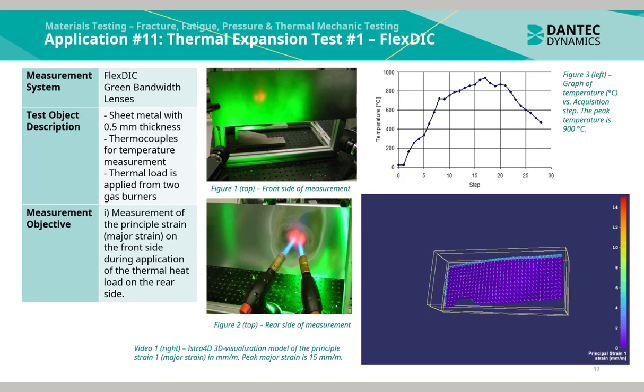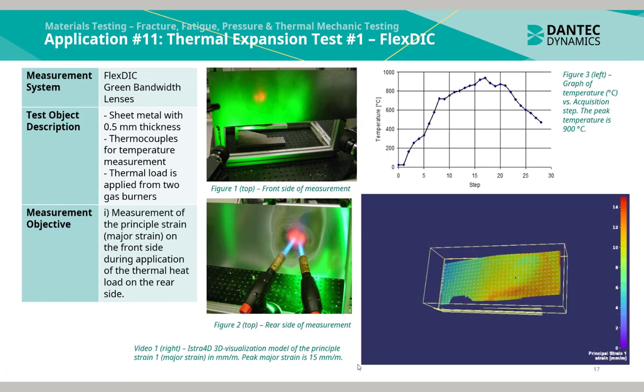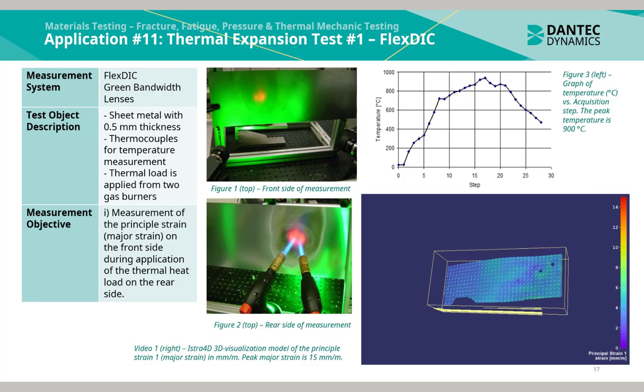In video 1 shown to the right, we see an ISTRA 3D visualization model of the principal strain in millimeters per meter. The major strain is 15 millimeters per meter. In Figure 3 to the left, we see a graph of the temperature in degrees Celsius versus the acquisition step. The peak temperature reached is approximately 900 degrees Celsius.